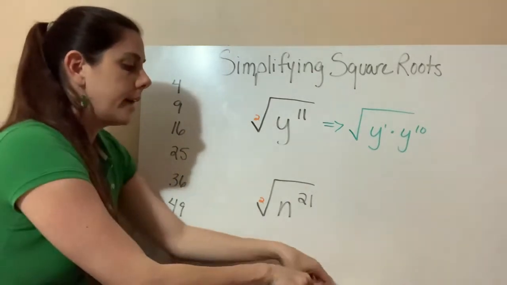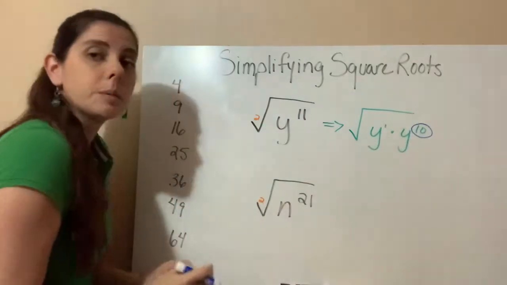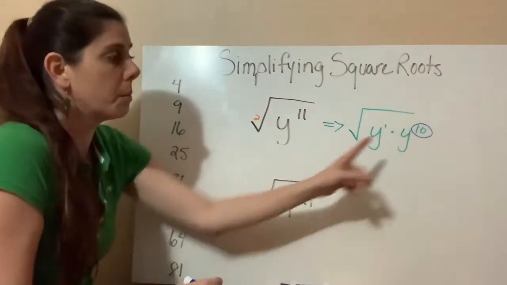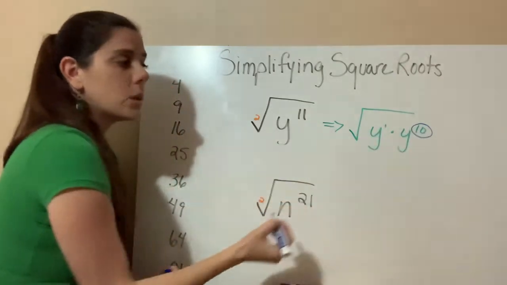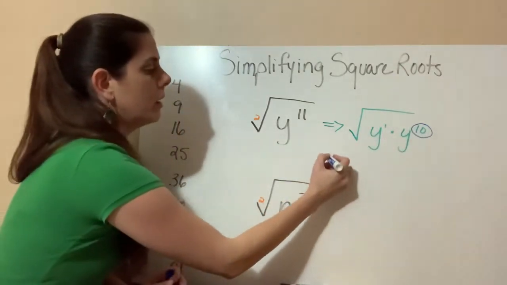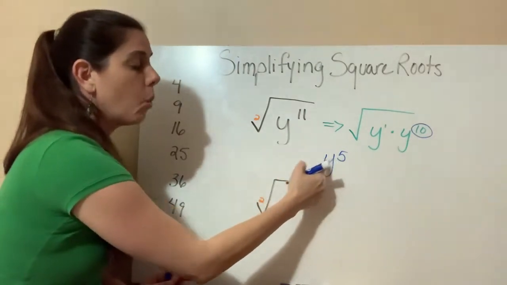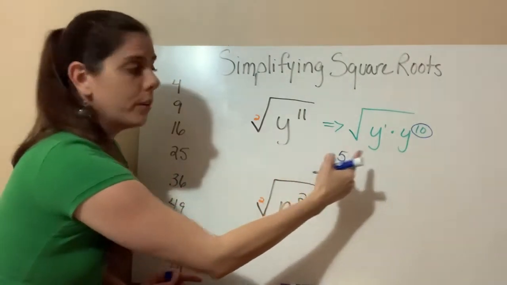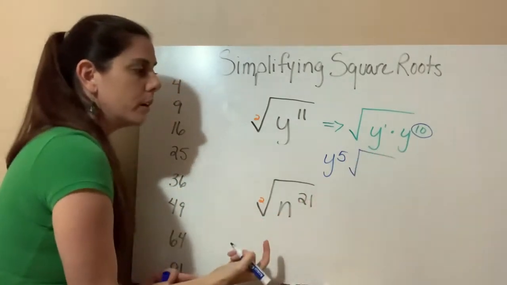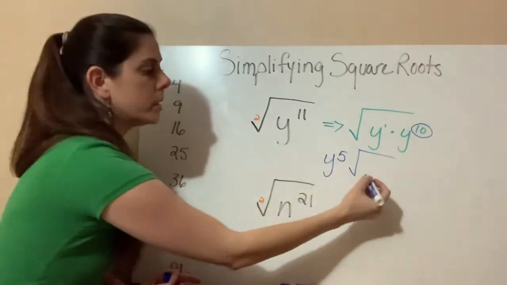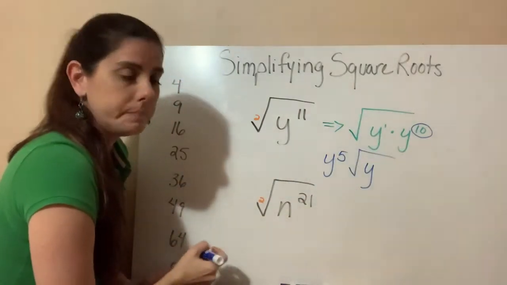Now, just as in our previous video, we can divide this exponent by 2. We can take the perfect square root of y to the 10th. So the perfect square root of y to the 10th is going to be y to the 5th. So y to the 5th times y to the 5th would equal y to the 10th. And what are we going to have left over underneath the radical sign? Just the y that we pulled out at the very beginning.